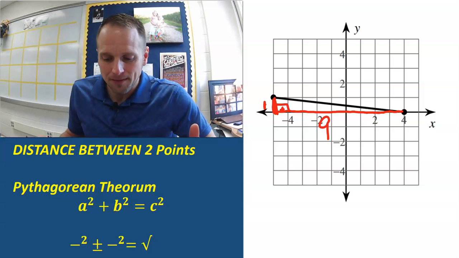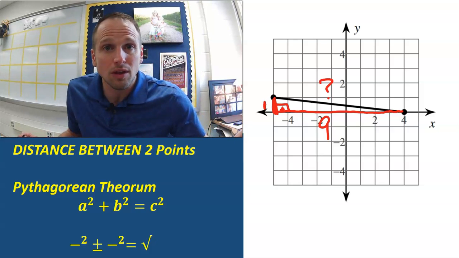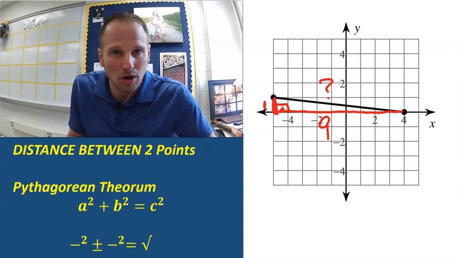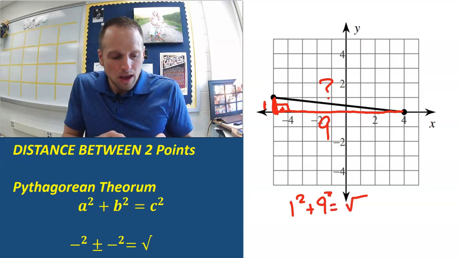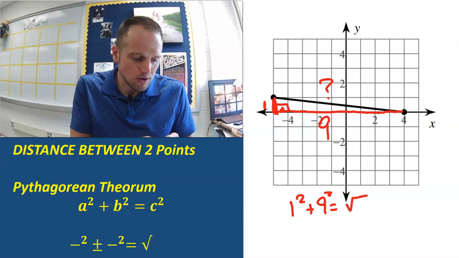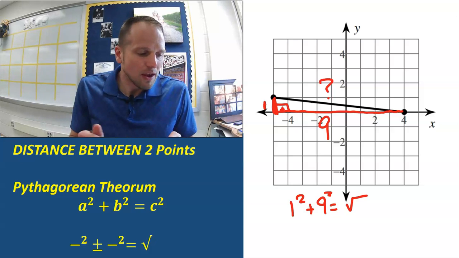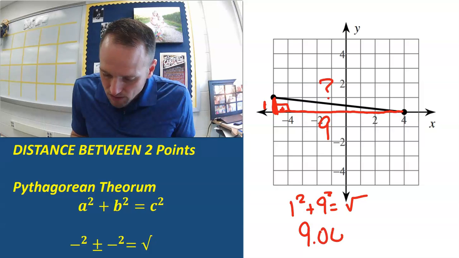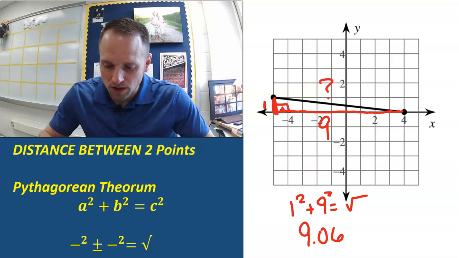So what I have is a right triangle where one side is 1 and the other side is 9. And if I want to find this missing side up here, we know how to do that using the Pythagorean theorem. A squared plus b squared equals c squared. So this is definitely an addition problem. So all we're going to have to do is 1 squared plus 9 squared equals, and square root it. And when we do that in our calculators, we're just going to get 9.06. So the distance of that line is going to be 9.06.